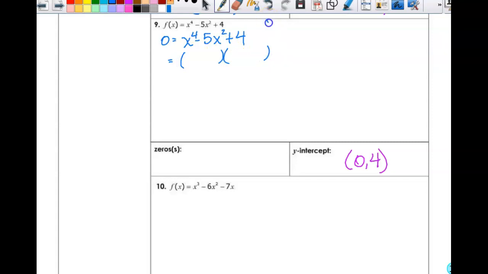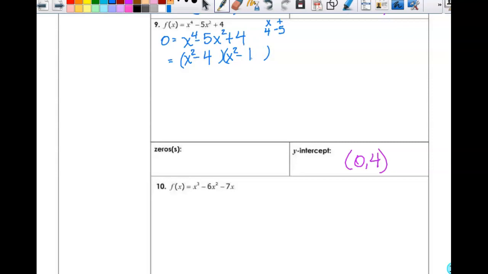So I need 2 numbers that are going to multiply to give me 4 and add to give me negative 5. And here's what we know to help us with the numbers. First of all, if this is x to the 4th, this has to be x squared and x squared. The second thing is if this is positive, these two signs have to be the same. And since this is negative, they're both negative. So what are 2 numbers that are going to multiply to give me 4 and combine to give me negative 5? Negative 4 and negative 1. Good.